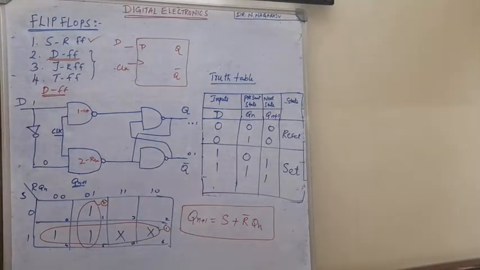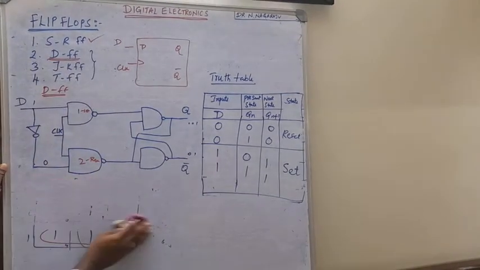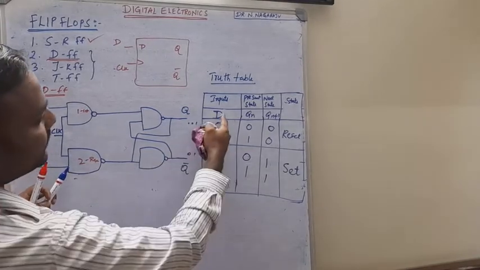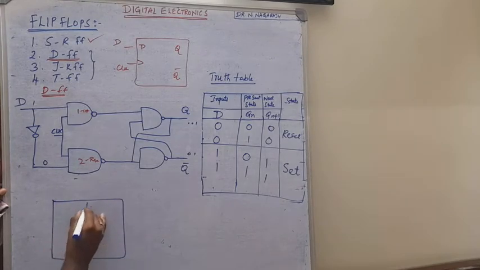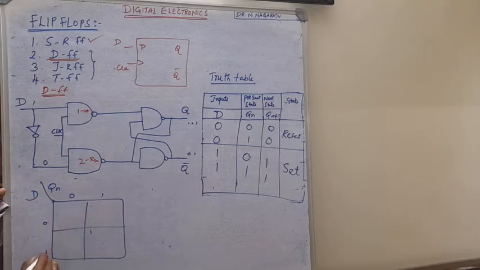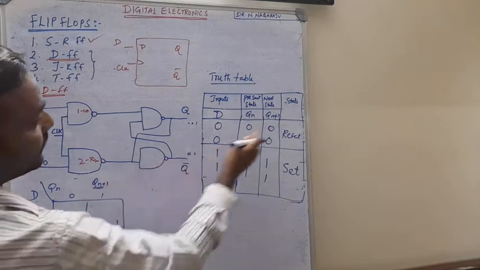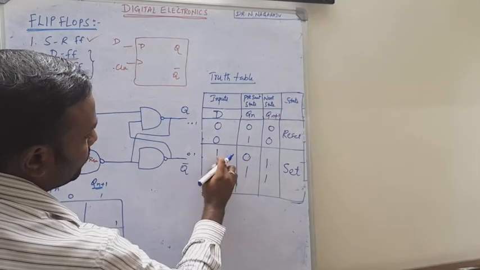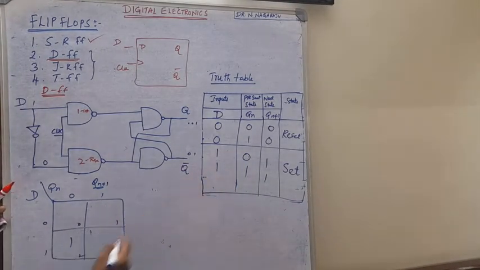Now I am going to construct the truth table for finding the characteristic equation. There are two variables, D and Qn, so it is only a two variable K map. So here D and Qn, 0 1 0 1, cells 0 1 2 3. Check Qn plus 1. Here Qn plus 1 is 1 at the 1 0 combination, which is cell 2, and the 1 1 combination is also 1.